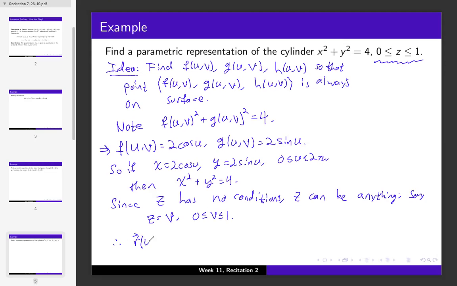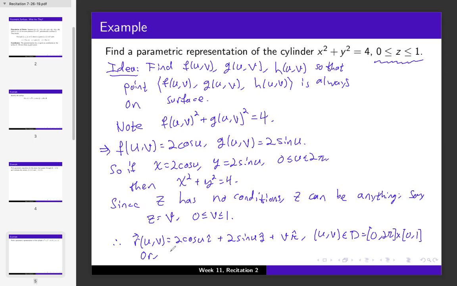We can say in that case that r(u,v) is 2 cosine u i plus 2 sine u j plus v k for u and v in the domain D, and D in this case is going to be the Cartesian product of the intervals. u has to be between 0 and 2 pi, and v has to be between 0 and 1. That's not a cross product, by the way. That's just a Cartesian set product, meaning that the first coordinate is between 0 and 2 pi, and the second coordinate is between 0 and 1.